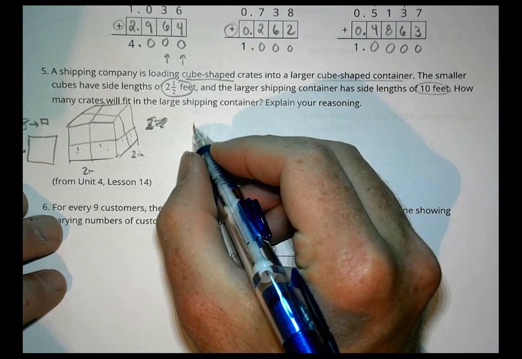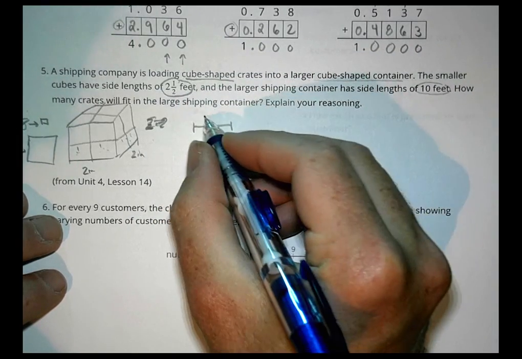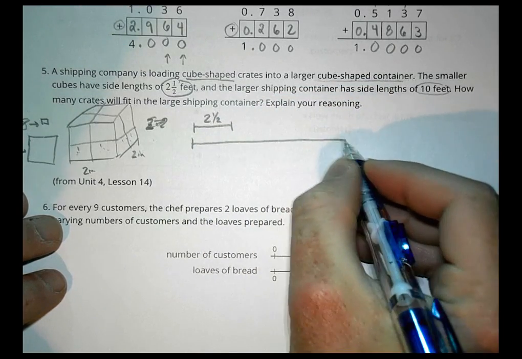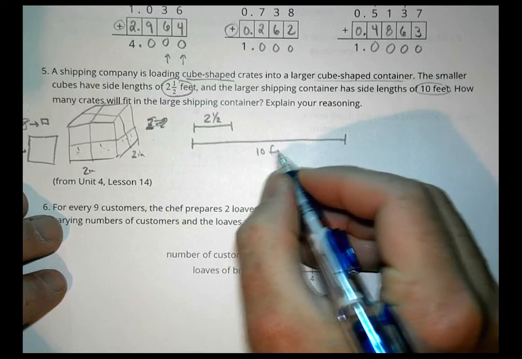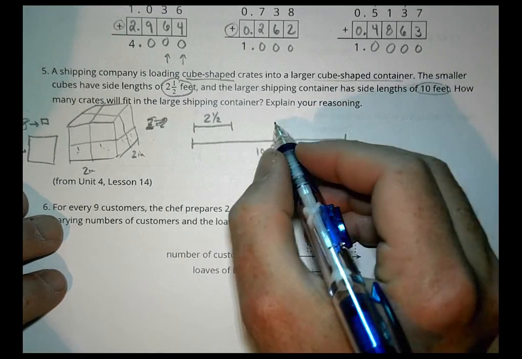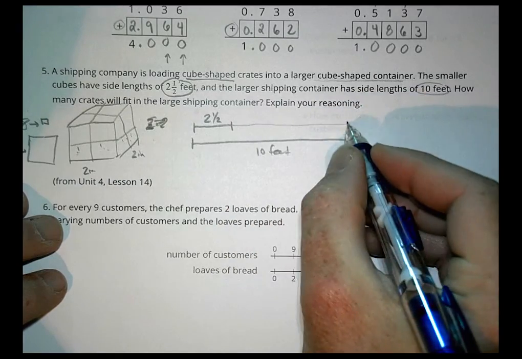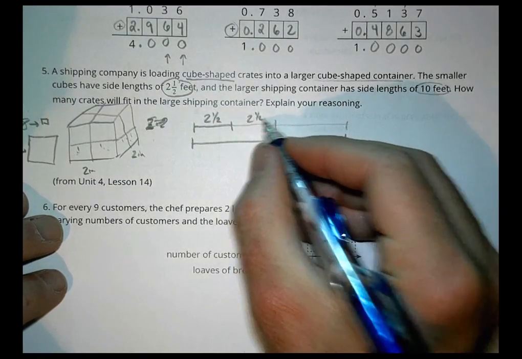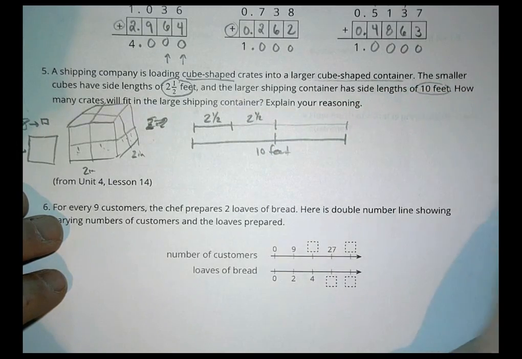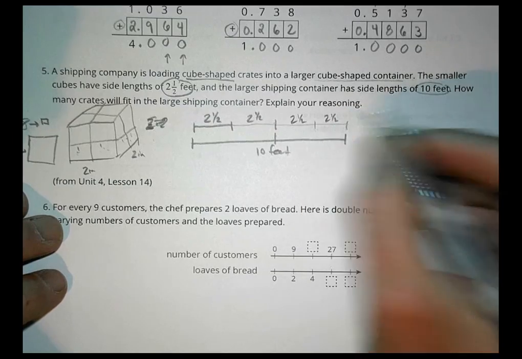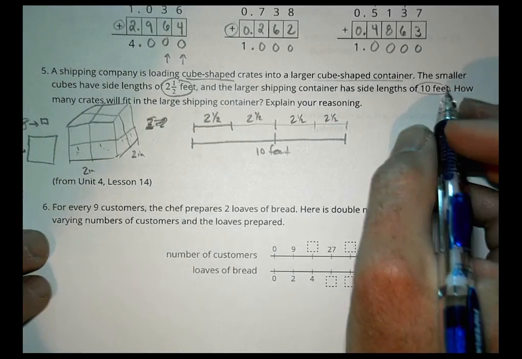This is going to be 2.5 feet is our first one. And the container happens to be 10 feet. Would you agree? So how many 2.5s can we get in 10? Well, 2.5 plus 2.5 is 5. So that's half of 10. And so we get another 2.5 and another 2.5 there. Right? We good with that?